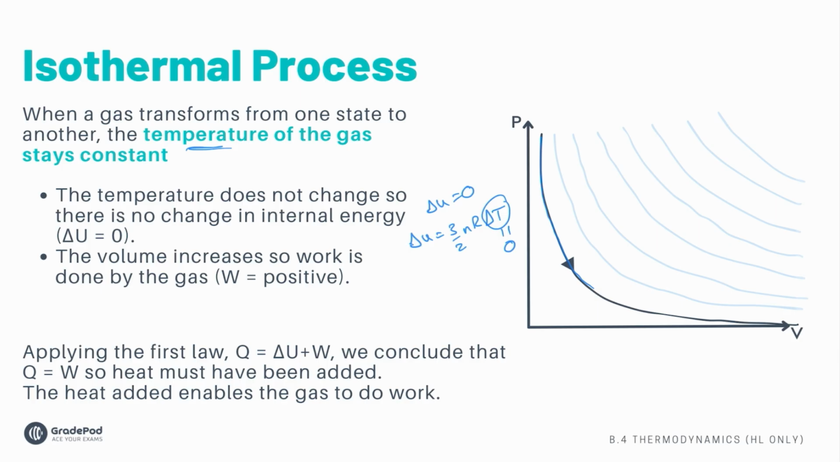However, you can notice P1, V2, there's a big change in volume. There is a change in volume. So we do have a positive change in work done. That means that when we go to Q is equal to delta U, which is 0, in our first law of thermodynamics, then the heat enables the gas to do work in an isothermal process. There's no change in internal energy.